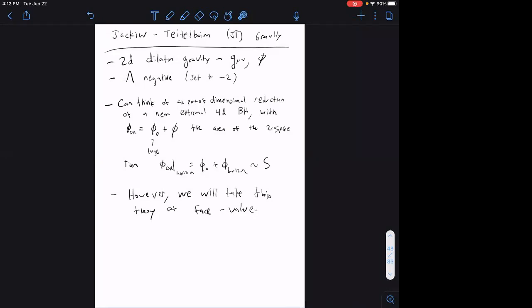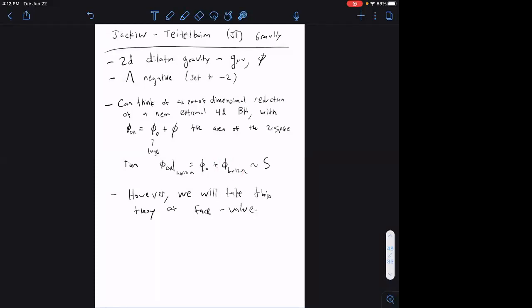In that case, this higher dimensional geometry, this four-dimensional black hole, has a two-sphere, and in the dimensional reduction of JT gravity, the size of this two-sphere is related to the dilaton. So the size of the two-sphere is like this phi, call it phi sub DR for dimensional reduction. It's equal to a large value phi naught plus phi, which is the field we integrate over. In the higher dimensions, the area of this two-sphere at the horizon is the entropy of the black hole. So in JT gravity, we think of the entropy as phi naught, this large value, plus the value of our fluctuating phi at the horizon.